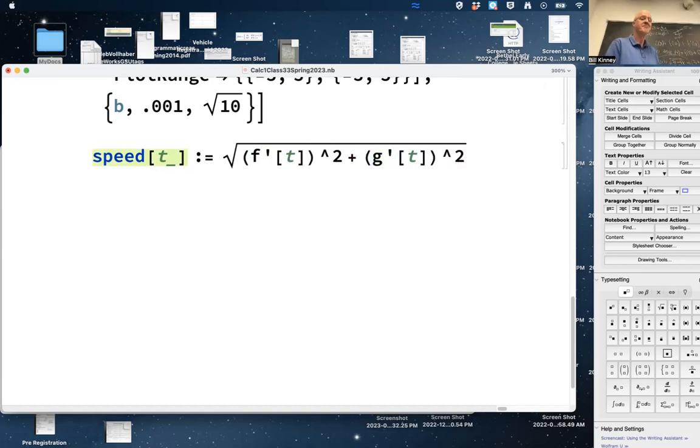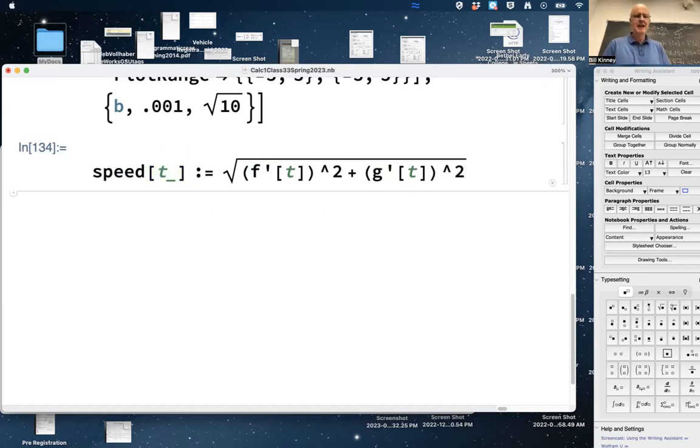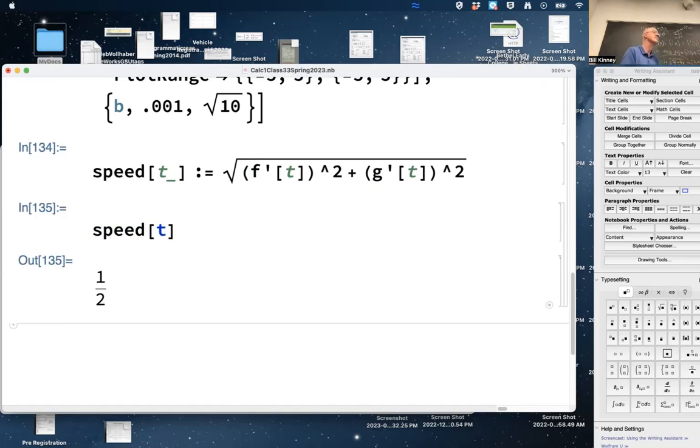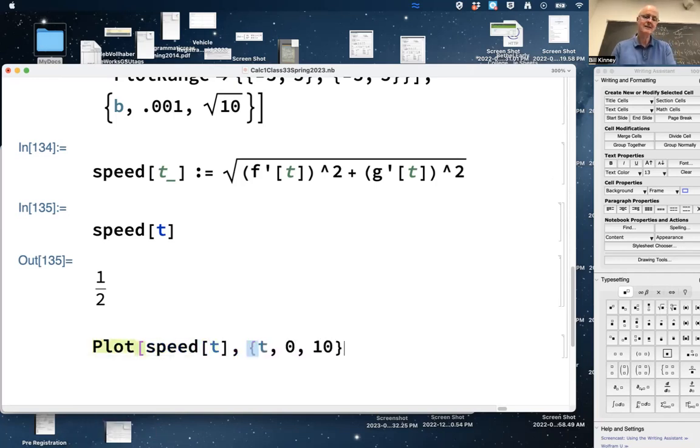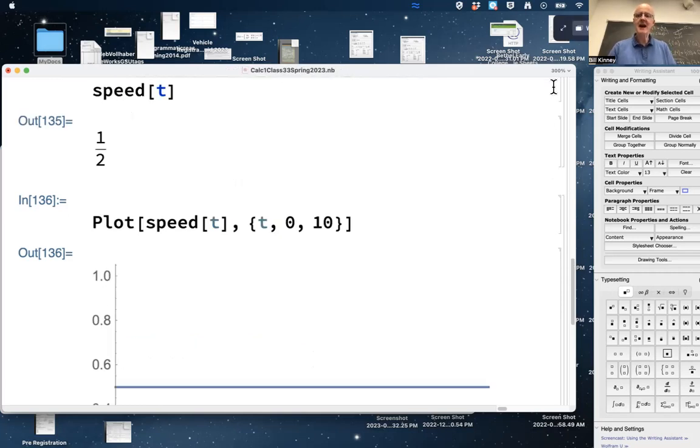It is the Pythagorean theorem. It's the length of the velocity vector. And with this example, the first example, it is constant, 1/2. And if you plot it with an ordinary plot, its graph's a horizontal line.